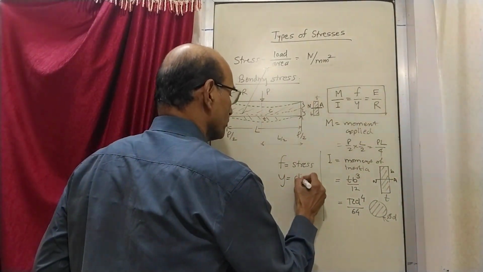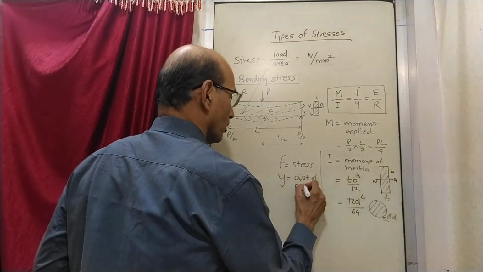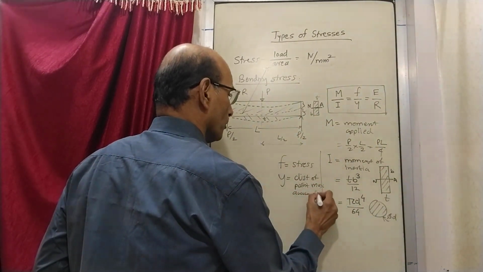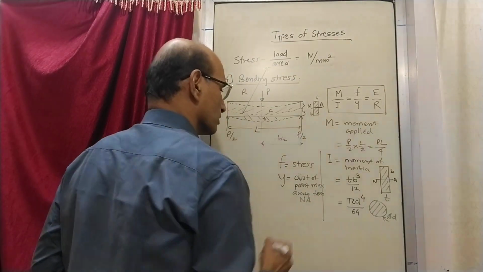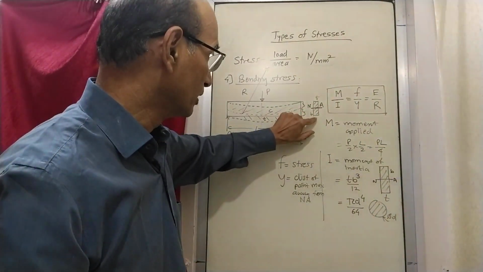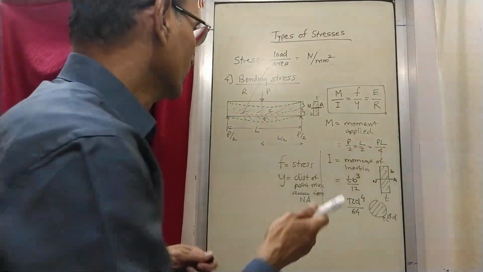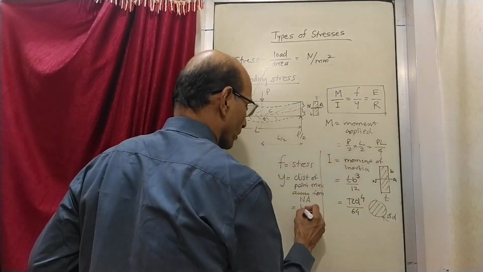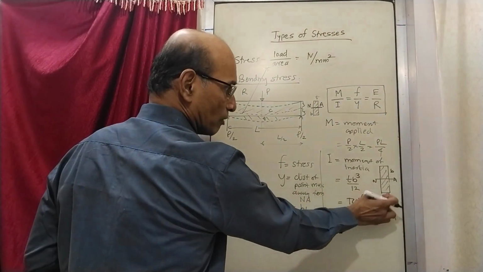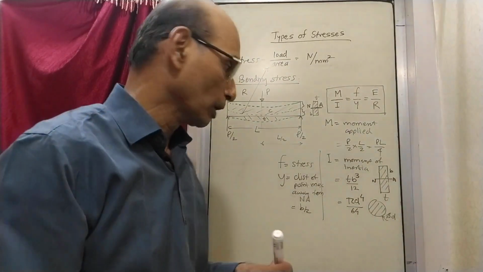Y is the distance of a point maximum away from neutral axis. The point which is maximum away from neutral axis. Now in this case, this point and this point, it is maximum away from neutral axis. In this case, it is going to be B by 2. Because B is the width, so B by 2 is the point which is maximum away from the neutral axis, that is Y. And then E upon R.